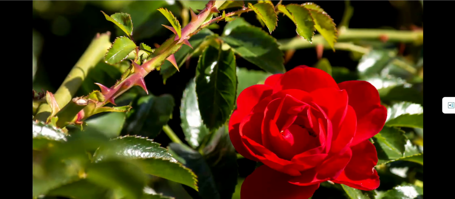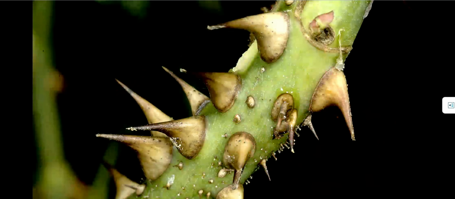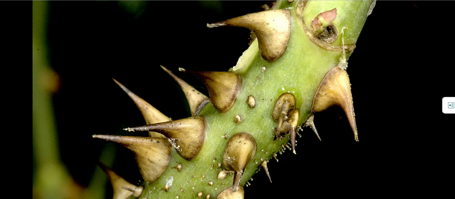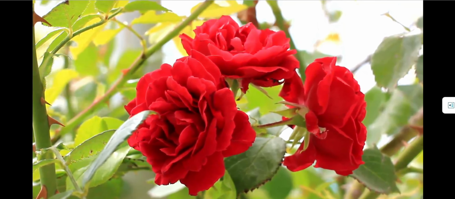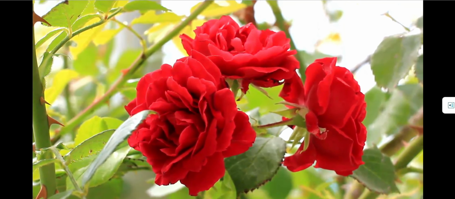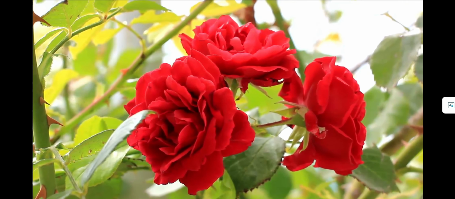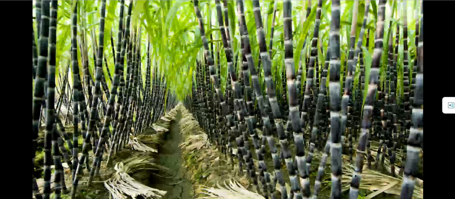Another adaptation that some plants have is thorns. Have you ever touched the thorns on the stem of a flower? It hurts. Some plants, like this rose bush, have thorns to protect them from being eaten by animals. When an animal tries to eat a plant with thorns, it can be painful, and the animal may move to another plant. There is such a large variety of plants and their structures. What types of interesting plant structures have you seen?